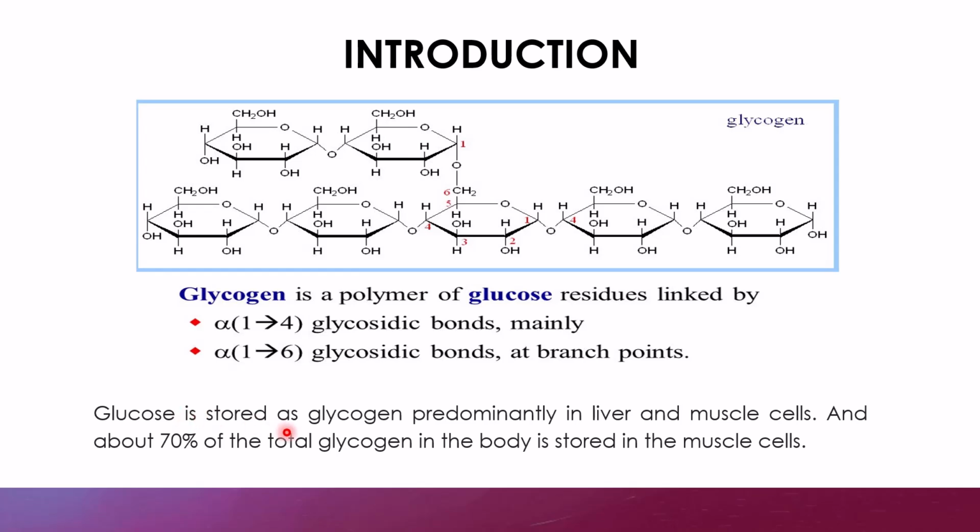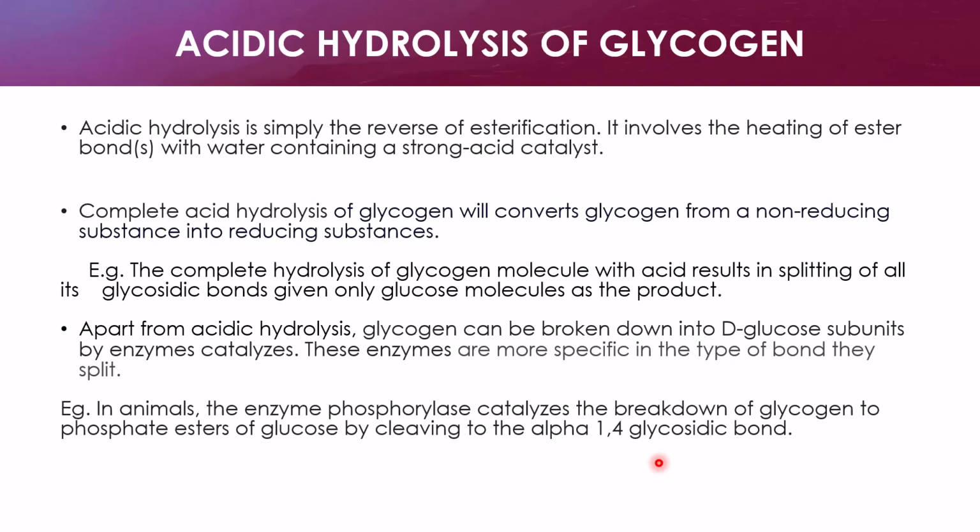Also, what we have to note is that glucose is stored as glycogen predominantly in liver and muscle cells. And about 70% of the total glycogen in the body is stored in the muscle cells.